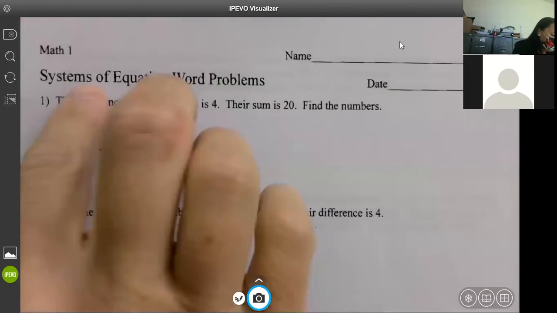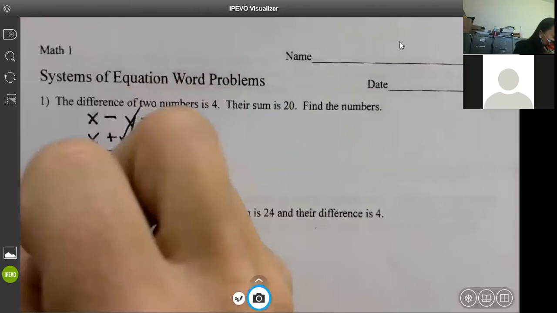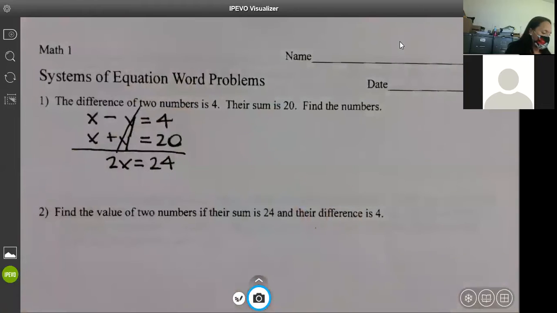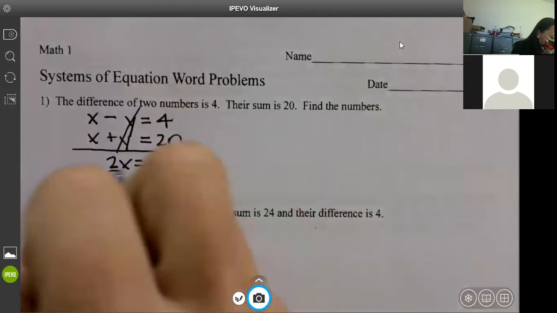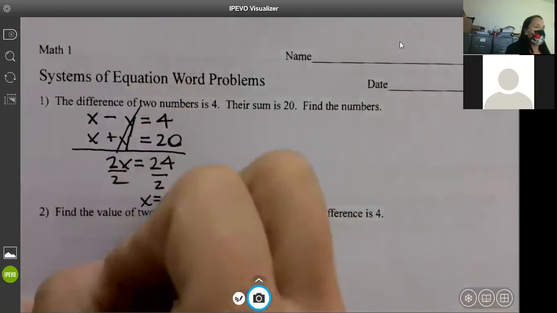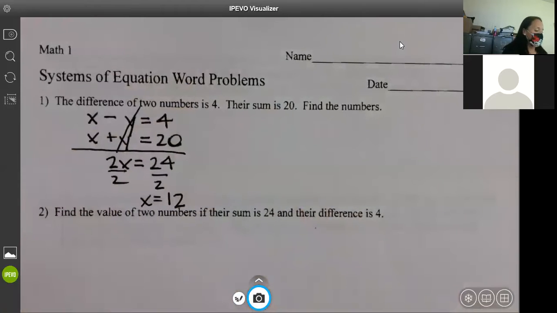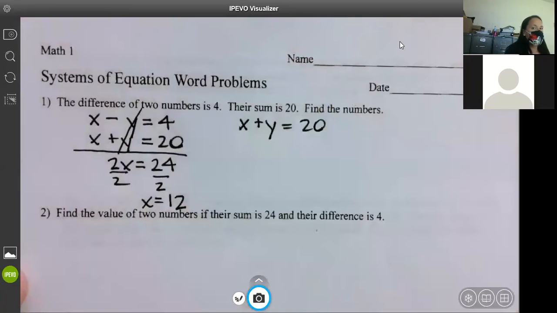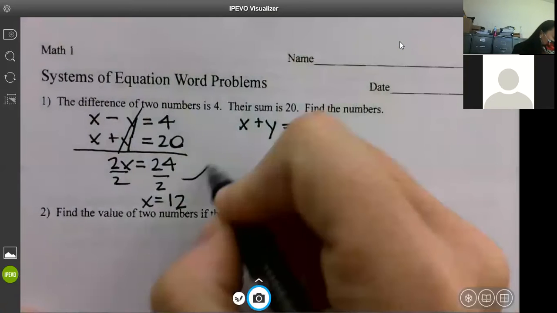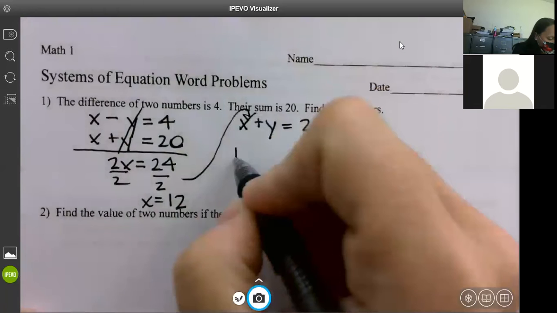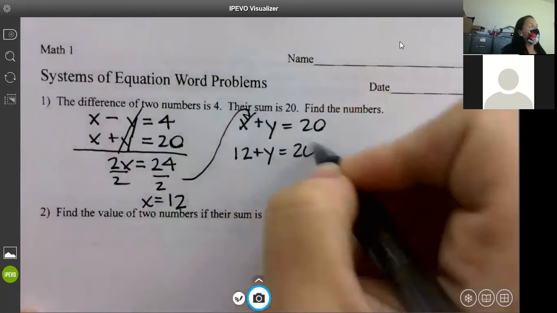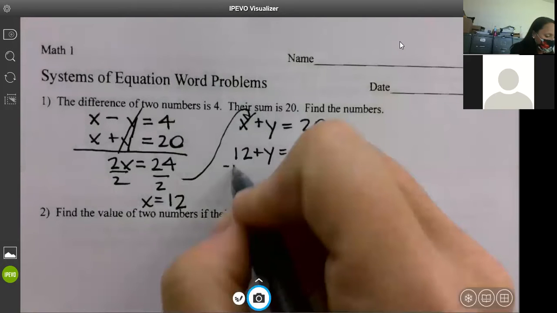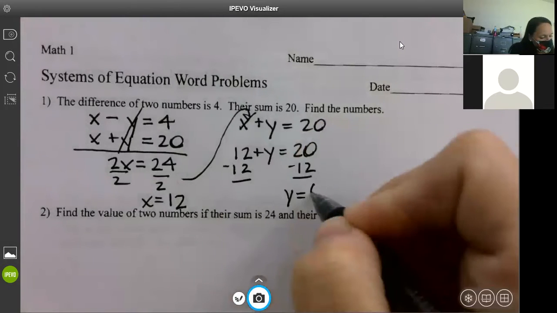What is x plus x? 4 plus 20. And then how do we finish this out? Divide by 2. And x gives us 12. We have to find y as well. Use either equation, it doesn't matter. The second one was all positives, x plus y equals 20. We said that x was 12, so we're going to put it in right there. And then how do I solve? And I get y equals 8.